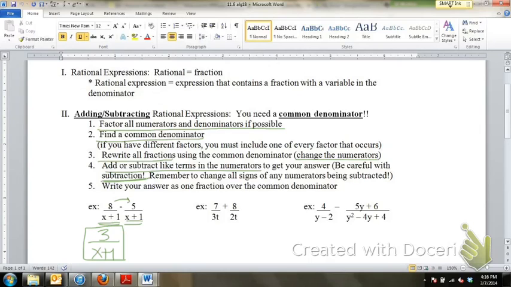Okay, now the second one, we're going to step it up a little bit. But you might want to pause that, because I'm going to have to scroll a little bit to give myself more room. So if you need to write any of that down, make sure you pause.